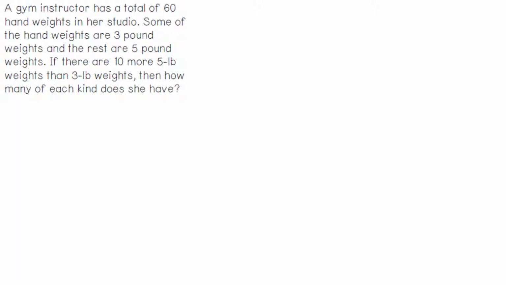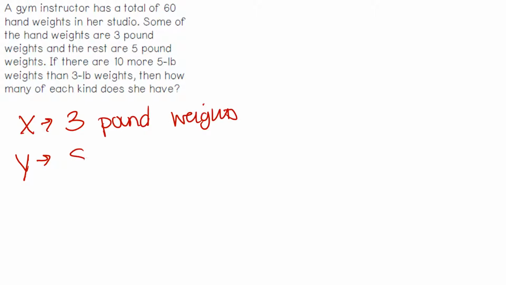A gym instructor has a total of 60 hand weights in her studio. Some of the hand weights are 3-pound weights and the rest are 5-pound weights. If there are 10 more 5-pound weights than 3-pound weights, then how many of each kind does she have? So the two things that we're talking about, things that represent our variables, are the 3-pound weights and the 5-pound weights.